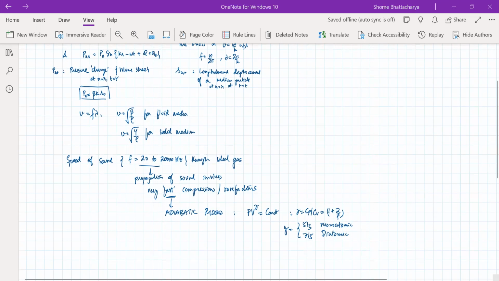Yeah, and for polyatomic gases, gamma is 4 by 3 in certain cases, but in certain cases it can be different because degrees of freedom can also be more than 6. It can have vibrational degrees of freedom also. So it all depends on the exact gas molecule you're talking about.